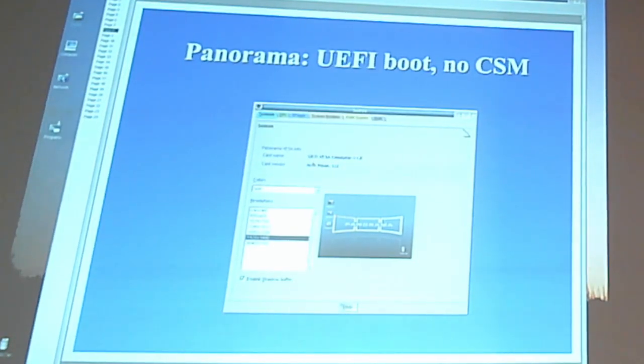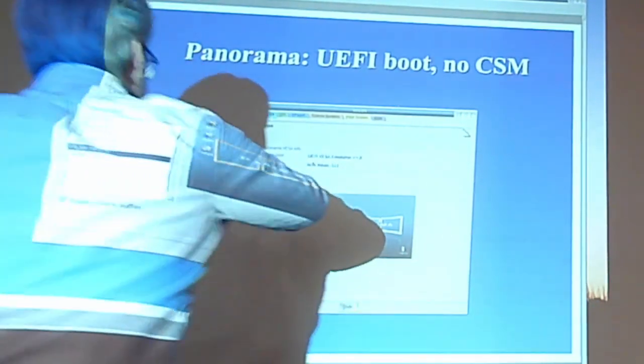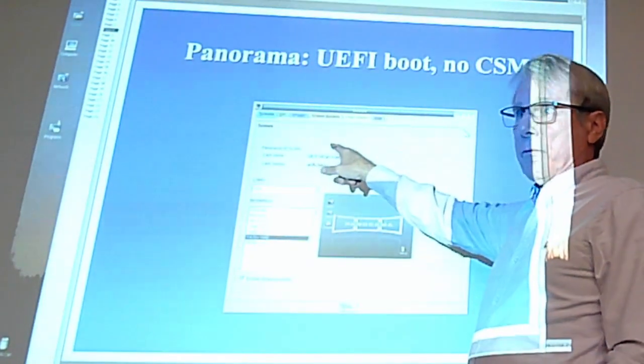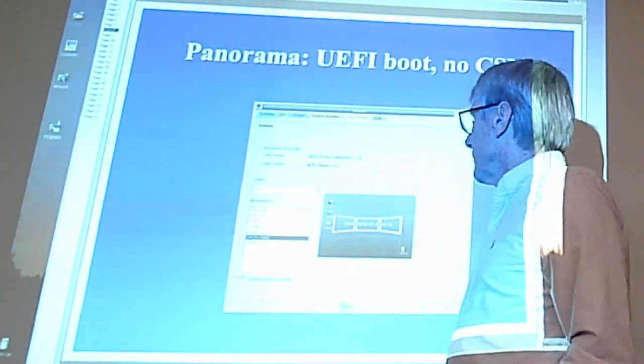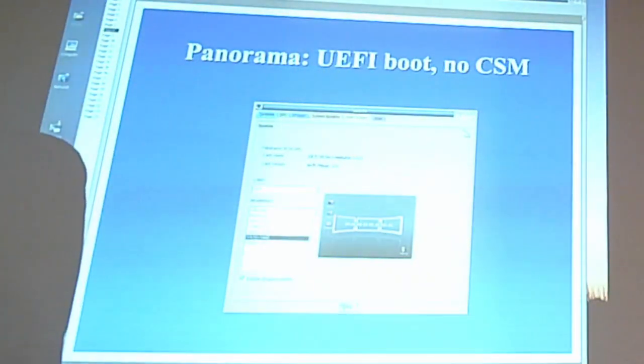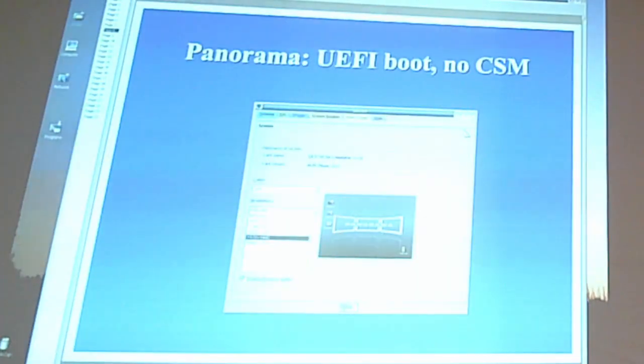So here's an example of a UEFI boot with Panorama and no CSM. And this is my 4K monitor. You can tell, not only from the Panorama VESA, but when it lists the card name as being the UEFI VESA emulator, that is Argonaut's built-in part of their compatibility layer, I guess. But you can't select anything other than 16 million colors.